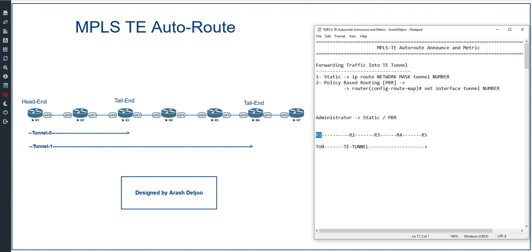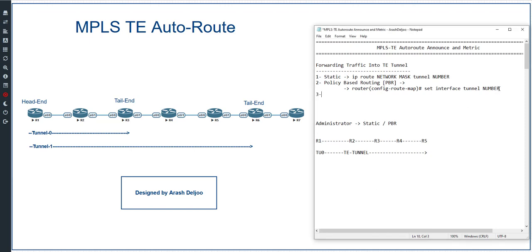You know that in some types of tunnels, for example a GRE tunnel, when you have one tunnel on a router, you can see the addresses of that tunnel as a connected network in the routing table. But with the TE tunnel, we don't have this option. Until now we needed to configure static routing or policy-based routing to use the tunnel in the routing table. In this video, I'm going to talk about the third method.